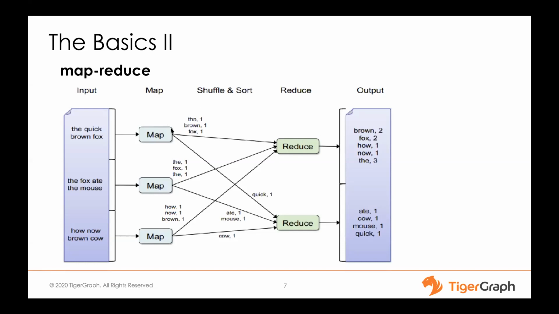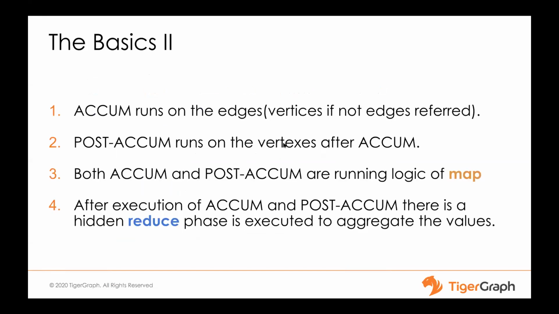After the parallel computation, it will produce a result, and the result is reduced based on certain rules. We also run a reduce job in parallel to aggregate the result into the final result. So this is the 2-phase map reduce. And the accum and post-accum clauses run in a way that is extremely similar to map reduce.